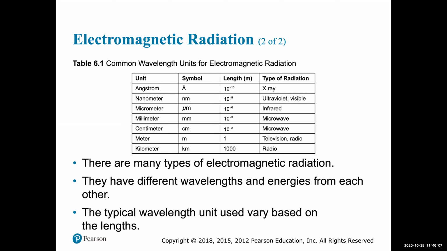Nanometers, the small n in front of m, that's 10 to the minus 9th meters. Micrometer, that micro symbol looks kind of like a u in front of the m, that's 10 to the minus 6 meters. Millimeter, 10 to the minus 3 meters. Centimeters, 10 to the minus 2 meters. Those are all prefixes and conversions you should be familiar with.